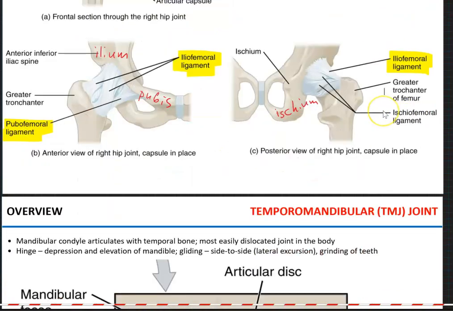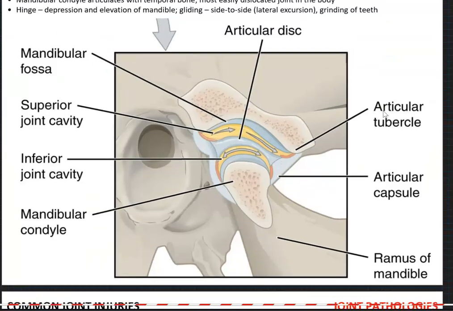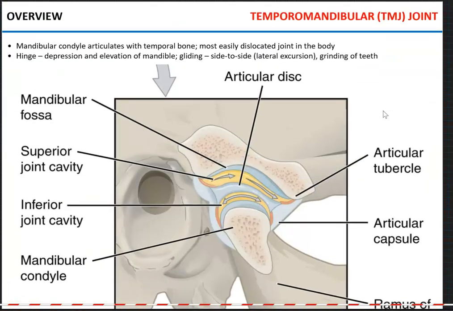Which brings us to one of the easiest joints in the human body to forcefully dislocate, TMJ, temporomandibular joint. So there are, as you can see, 2 joints. One of them is gliding, that's your superior joint cavity. And one of them is hinge. This is the inferior joint cavity. Okay, they are separated by the articular disc.